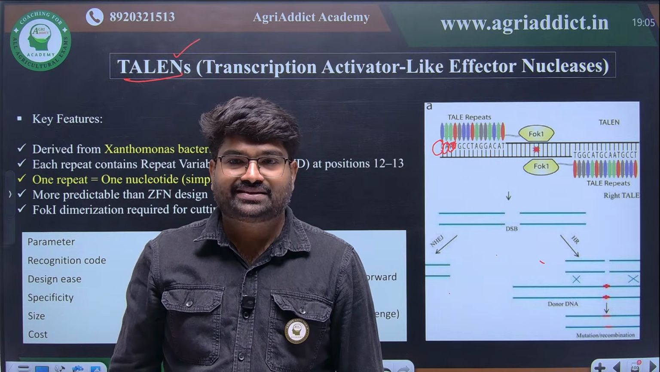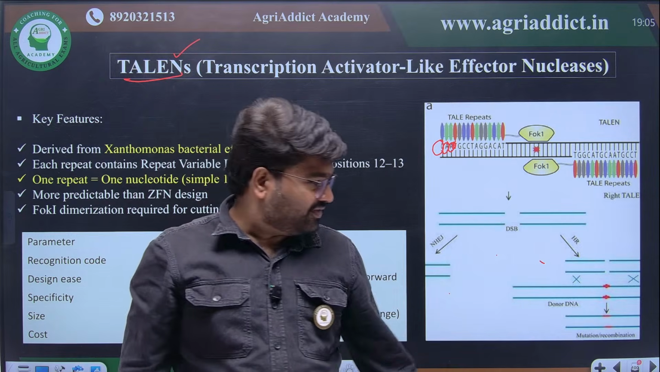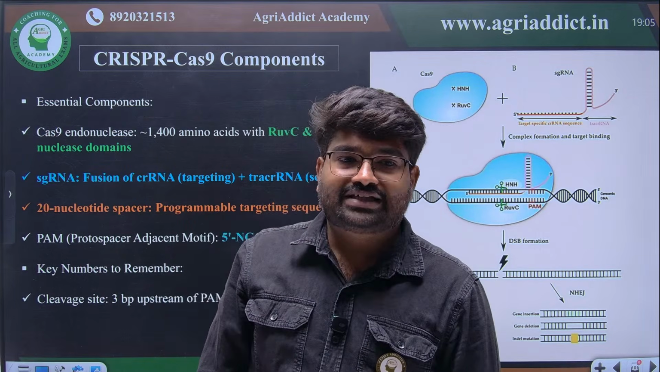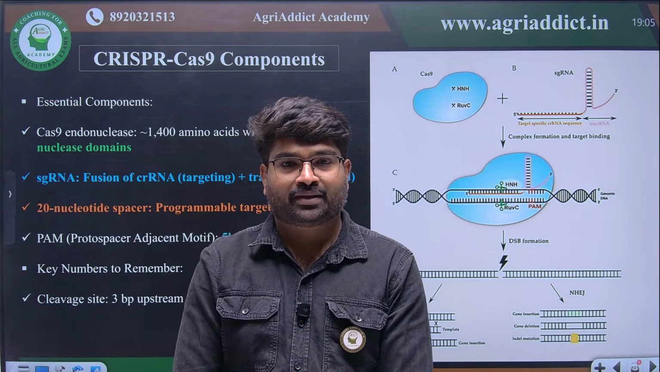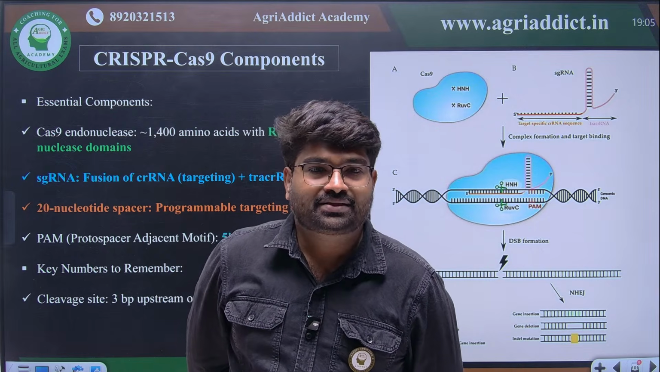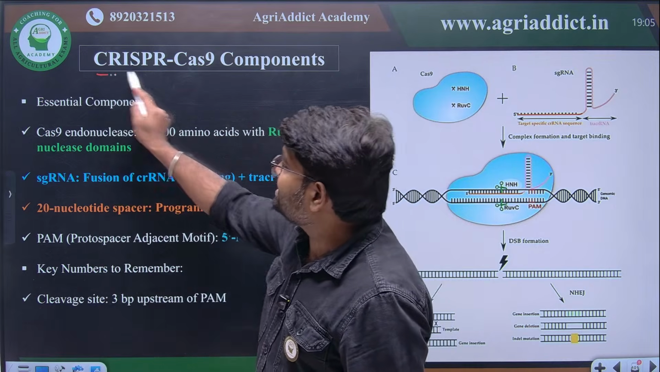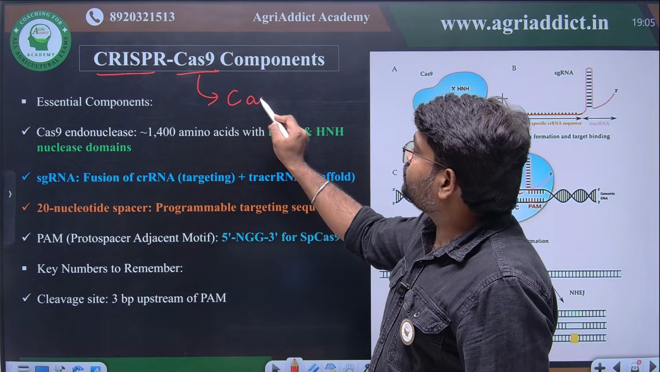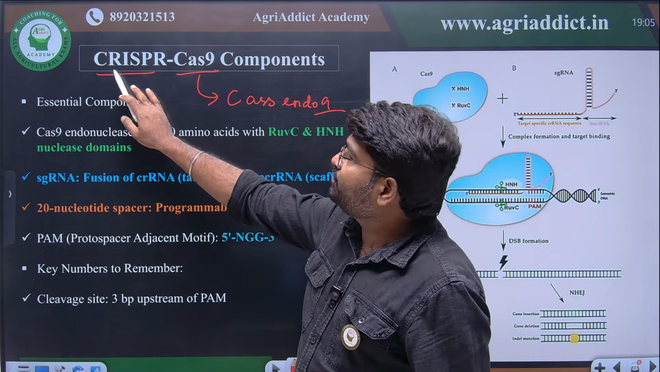Okay, this definition they can ask. Transcription activator-like effector nucleases. Then the most important technique we are going to see is CRISPR-Cas. Here also, same thing. What is meant by CRISPR? You have to know the expansion. Clustered regularly interspaced short palindromic repeats. That is the expansion for CRISPR. What is meant by Cas? Cas means CRISPR-associated endonuclease. This is the expansion for CRISPR-Cas.